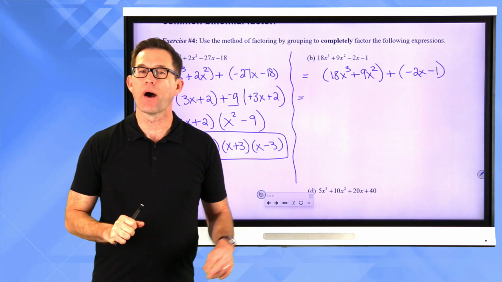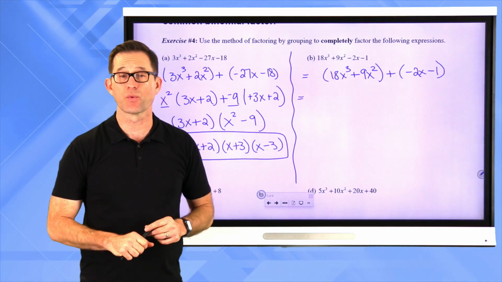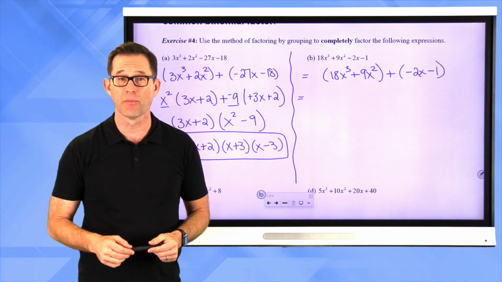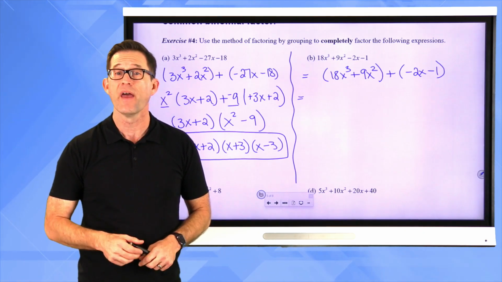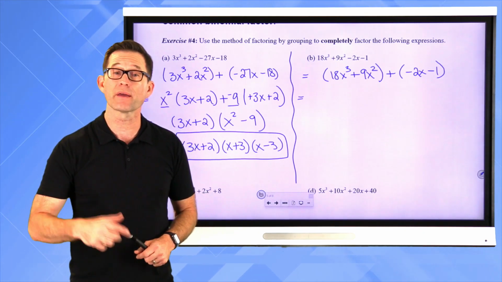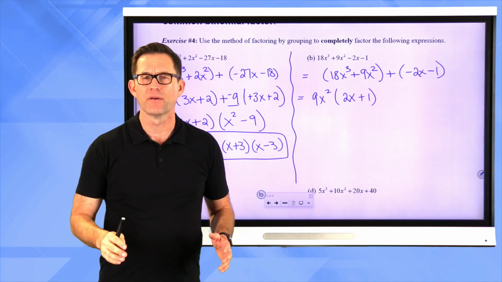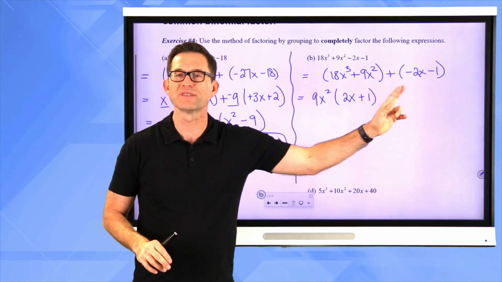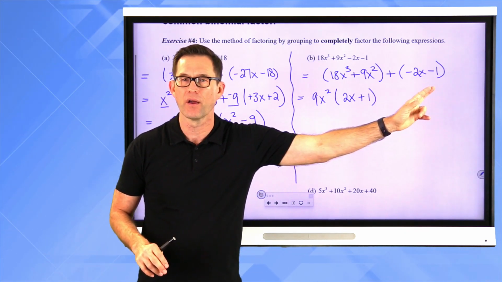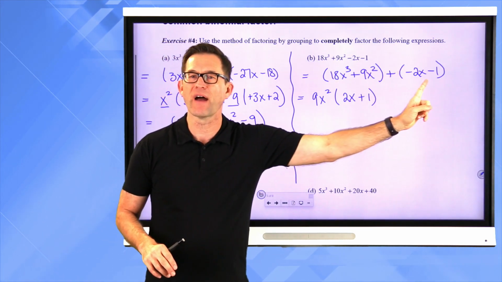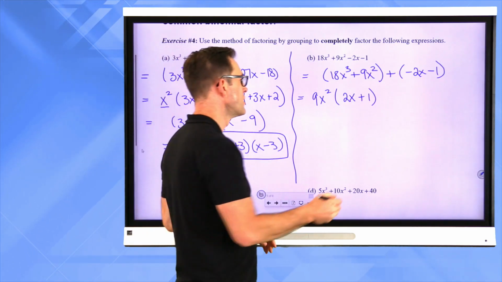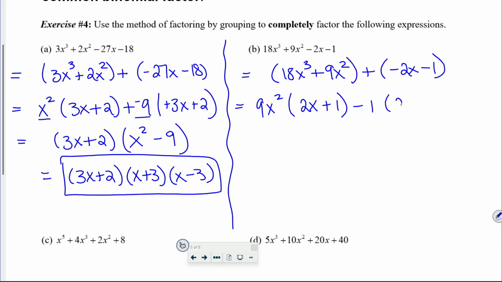Okay, so now I look at 18x cubed and I look at 9x squared. I note that both 18 and 9 are divisible by 9, so that's part of the GCF. And I've got an x cubed and an x squared, so I can bring an x squared out. So I can pull out a 9x squared and I'll be left with 2x plus 1. Now, before I move on, notice that 2x plus 1 and a negative 2x minus 1 there. I can make those two match if I factor a negative 1 out of that expression. So I factor a negative 1 out and I'm left with 2x plus 1 in here.